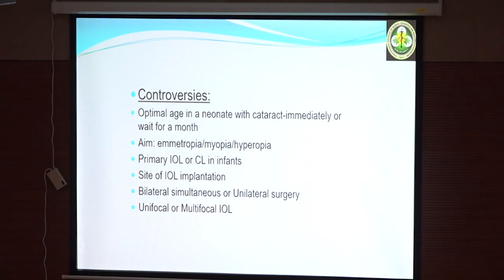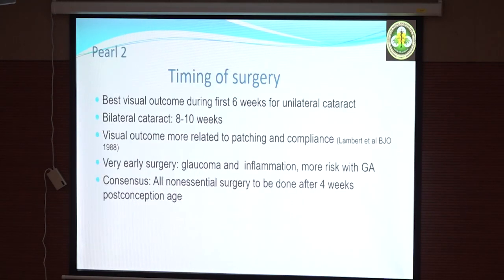So these are topics which are still being discussed, and because of these, in the areas where we have a little bit of consensus, I would just discuss and put them in the pearls. So the timing of the surgery: pearl one was when to operate on a child, the second is timing. The best visual outcome is with surgery during the first 6 weeks for unilateral cataract. Unilateral you need to operate much earlier as compared to a bilateral cataract, which is 8 to 10 weeks. It's more related to patching and compliance.